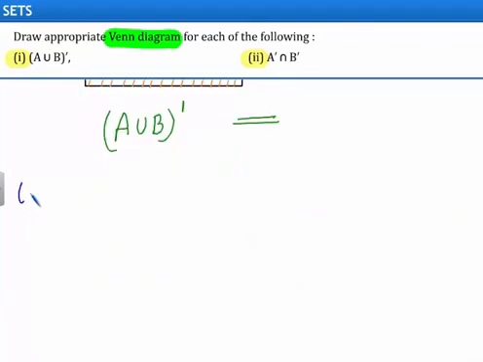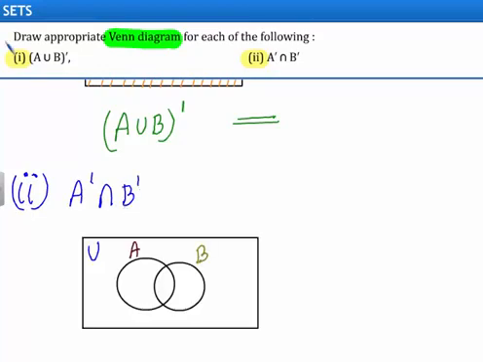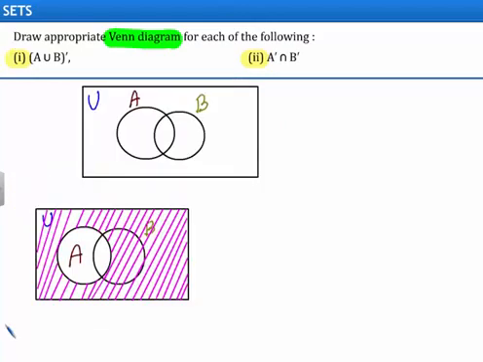In the second part of the problem, we need to draw the Venn diagram of A complement intersection B complement. In this diagram, we have the universal set and the sets A and B. In this diagram, the shaded portion represents complement of A. This is the representation of complement of A by Venn diagram.